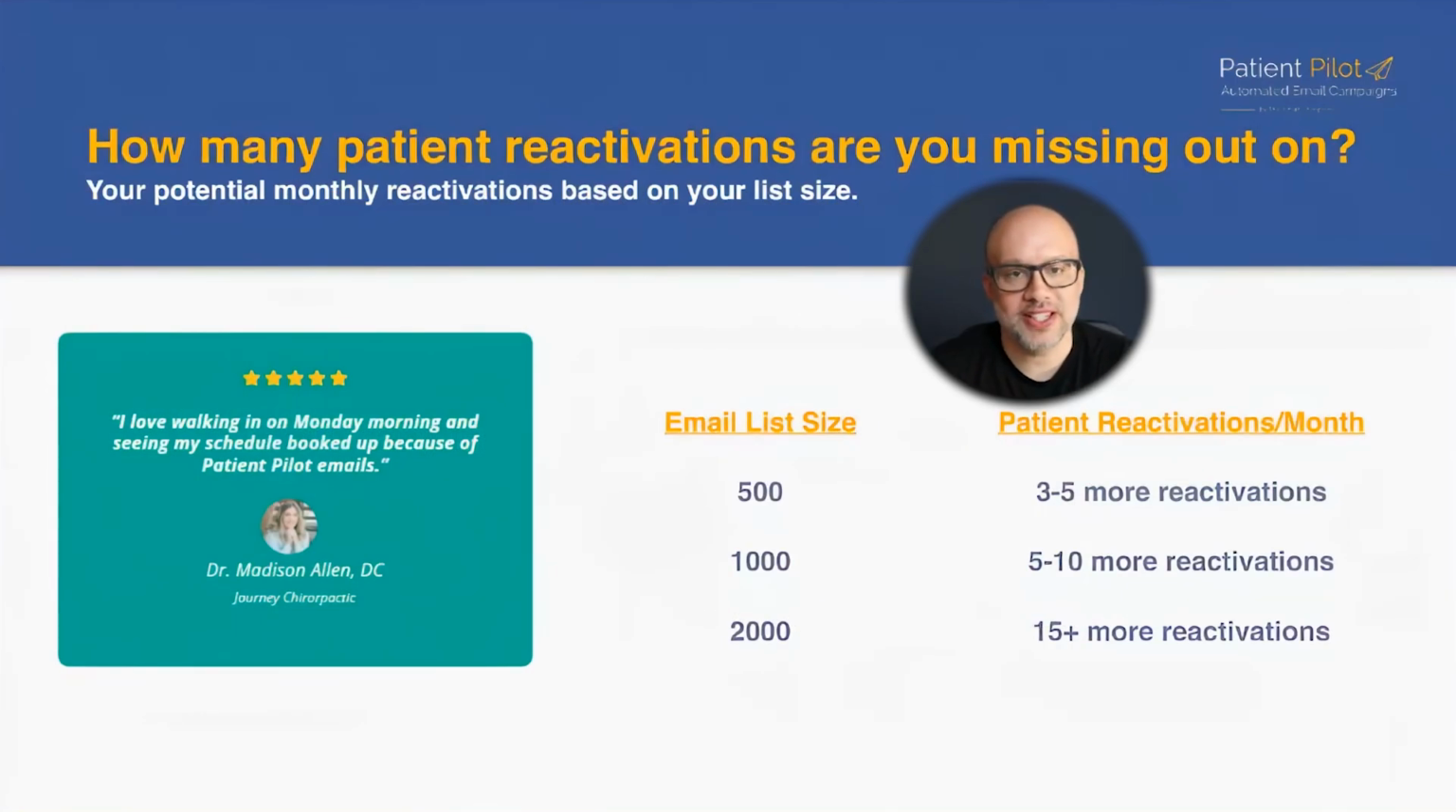How many patient reactivations are you missing out on? So we serve a little bit over 300 chiropractors right now, and these are just straight up real numbers. We've actually peeled them back a little bit just to be super conservative. So this gives you an idea of what you might be missing out on if you don't have reactivation systems currently. List of 500, we estimate 3 to 5 conservatively. There are 2 factors that can get you more or less. We'll talk about those in just a moment. On a patient list of 1,000, 5 to 10 reactivations, very doable per month. On a list of 2,000, 15 plus patient reactivations per month, super doable with those numbers.